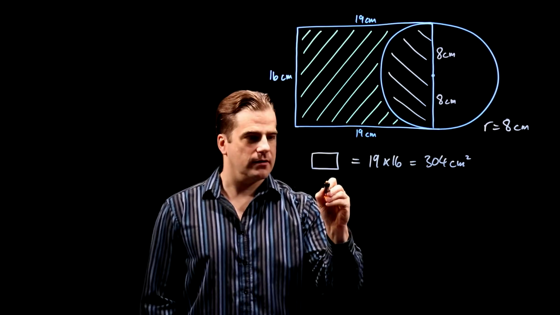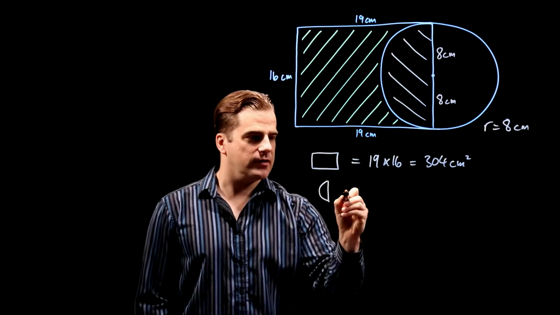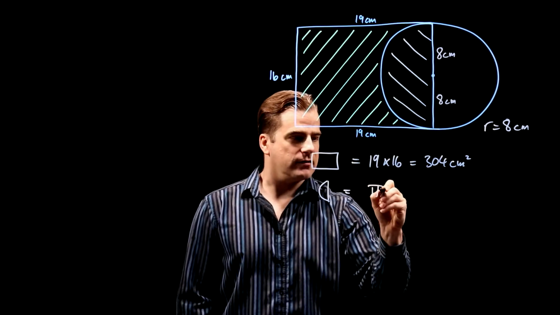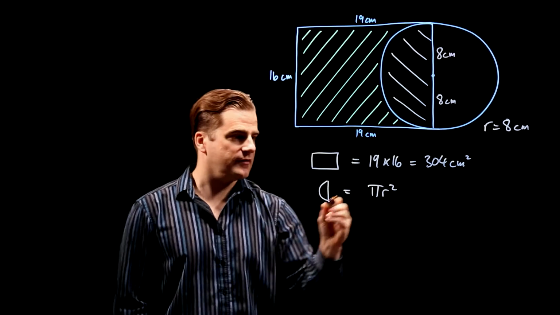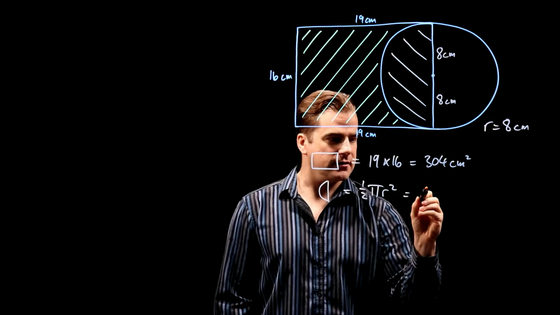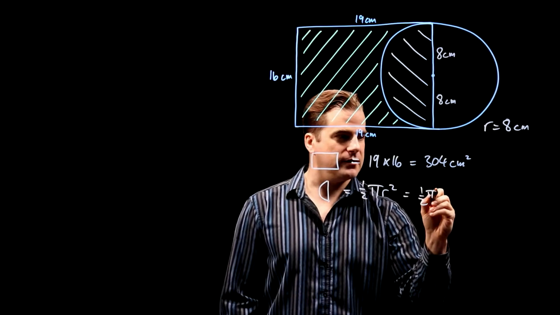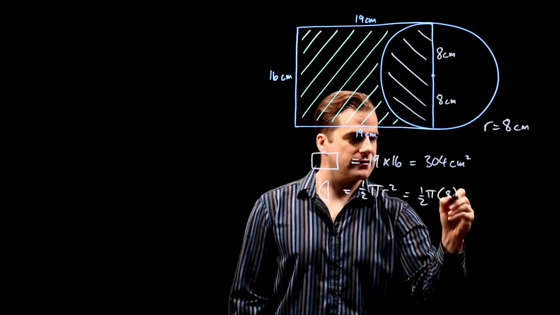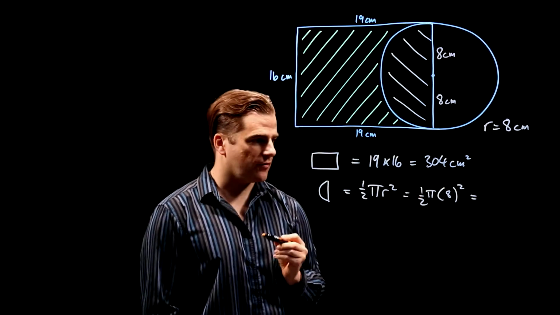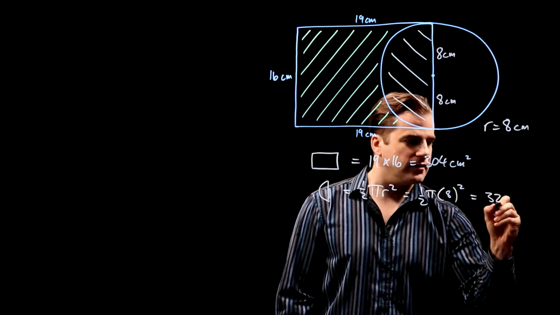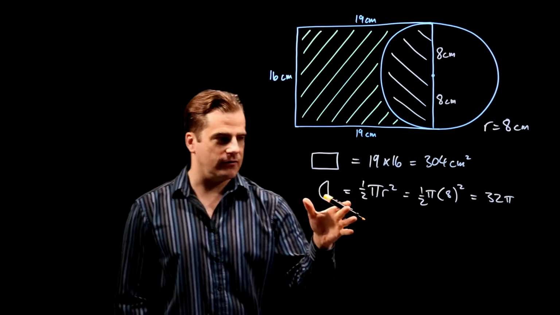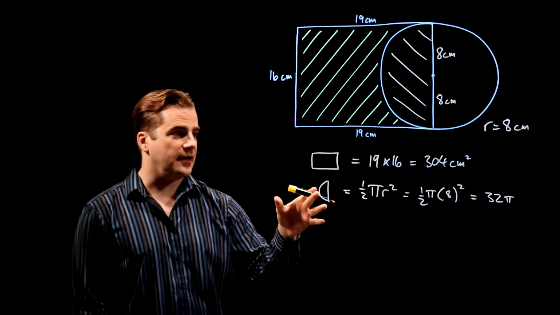So, the area of the semicircle is, area of a circle is pi r squared, so the area of half of it is half that, which is half pi, radius is 8, times 8 squared, which is, 8 squared is 64, half of that is 32, so it's 32 pi. I'm going to leave it as 32 pi because we'll put in the value of pi at the last step into the calculator.